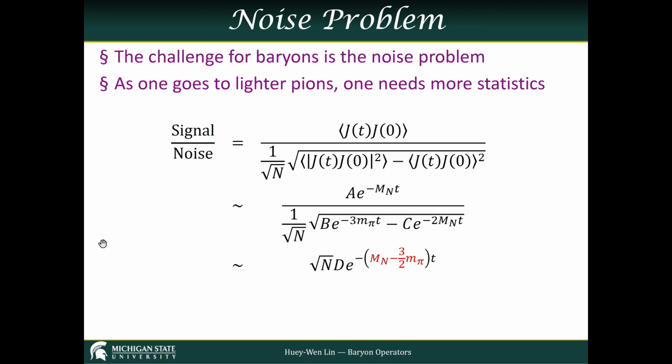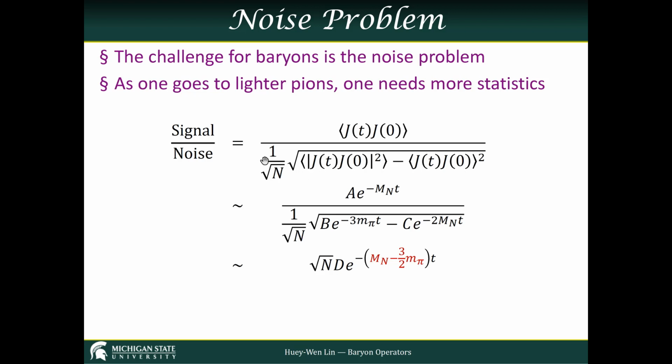However, the challenge for baryons is always the noise problem. And why does this noise problem happen, and why is it such a problem for baryons? Well, as we go to lighter pions, we need more and more and more statistics. The reason for this can be seen pretty simply. If we consider our signal of some operator, which we'll call J, to its noise, well, what's the noise of this operator? Well, we just use the formula for variance. It's the difference between the expectation value of the operator squared versus the square of its expectation value, right? That's the definition of variance.